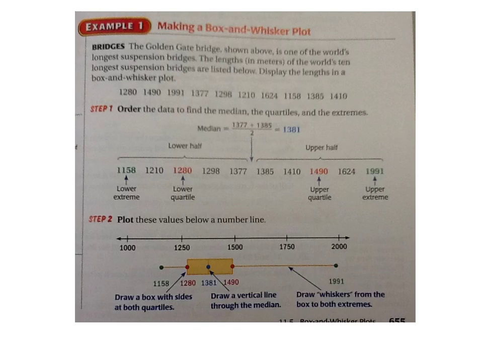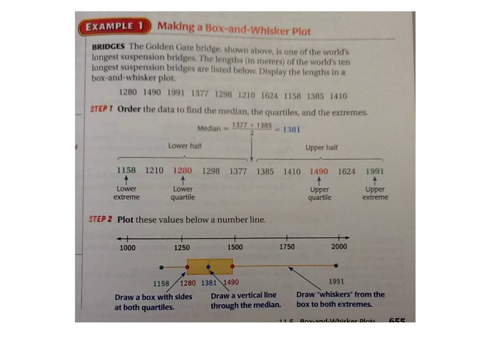Okay, this is a sample example from your textbook about making a box and whisker plot and how to read them. If you look, we can read the problem together. It says the Golden Gate Bridge shown above, which we don't see, is one of the world's longest suspension bridges. The lengths in meters of the world's 10 longest suspension bridges are listed below. Display the lengths in a box and whisker plot.